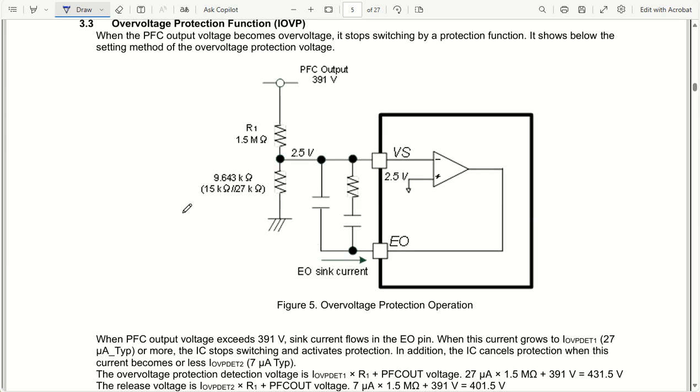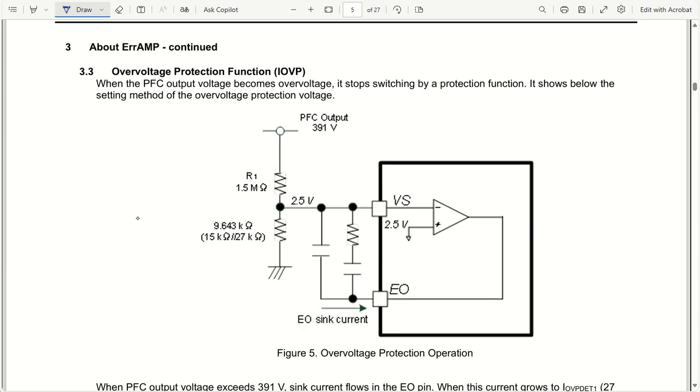Let's talk about over current protection. Sorry, over voltage protection. Over voltage protection is also the same thing. Just now we talked about VS short circuit protection. In the same way, let us say R1 and R2 are designed in such a fashion that this is 2.5 volt. Once this particular voltage goes above like 391 volt, or let us say 400 volt, what will happen? This particular voltage, let us say Vx, or the VS pin, will go higher than this internal V reference. This internal V reference is 2.5 volt.